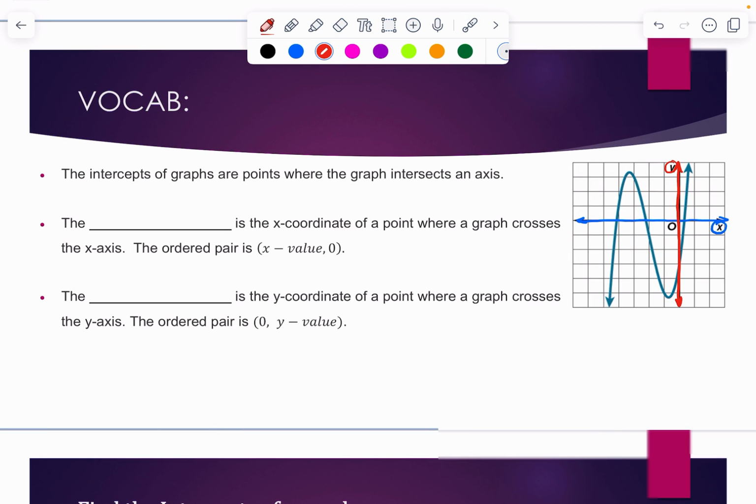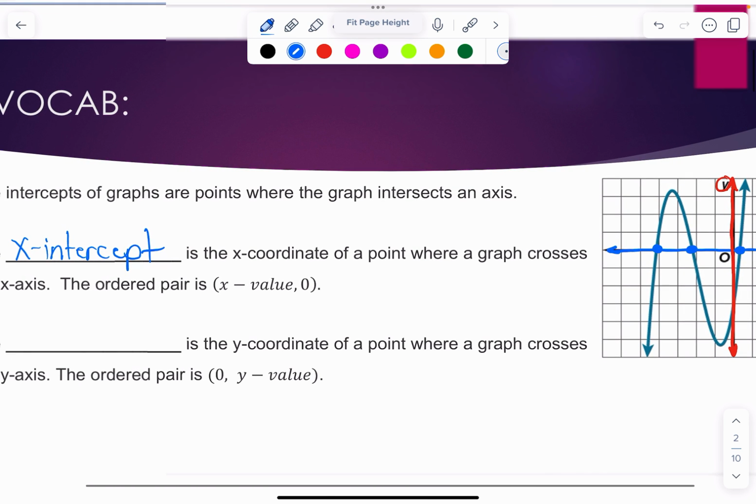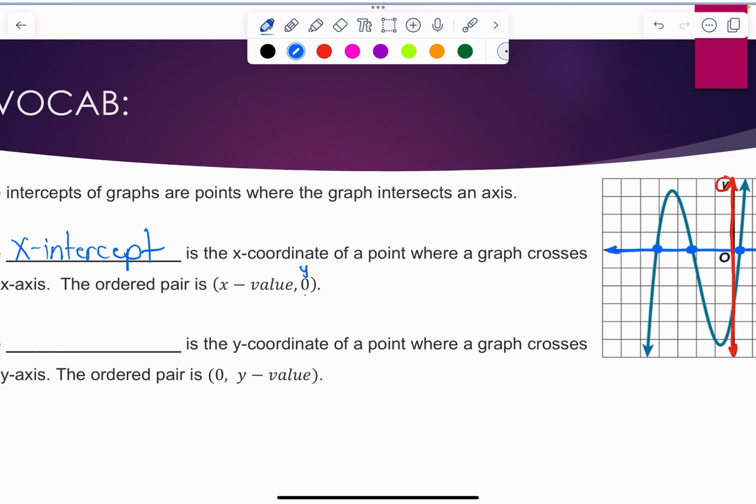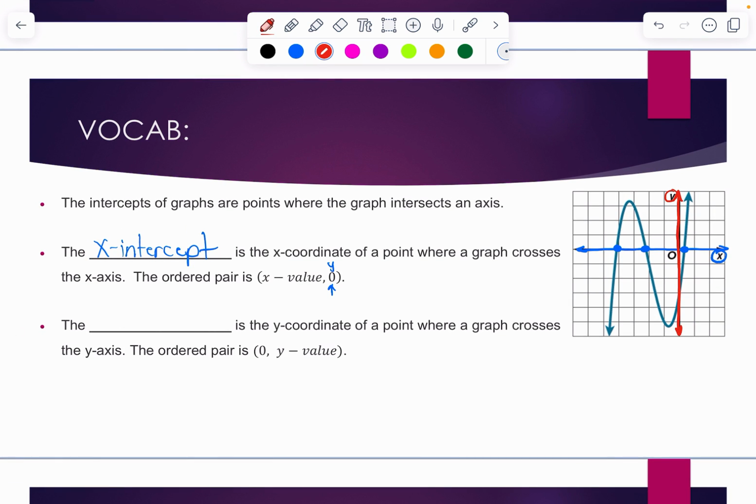Okay, so when we look at this then, the x-intercept is the x-coordinate of a point where a graph crosses the x-axis. Okay, so when we look at this graph, I have three of them. This one, and this one, and this one, because those are the three places where the graph is crossing the x-axis. Now, if I'm on the x-axis, then my y value is going to be 0, because that means the point is not going up or down any. Okay, so it's the x value, comma, 0.